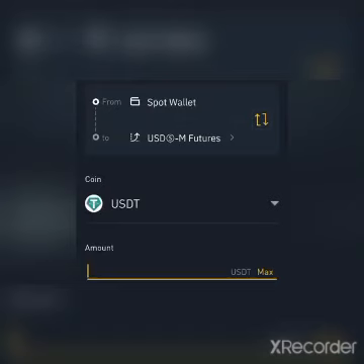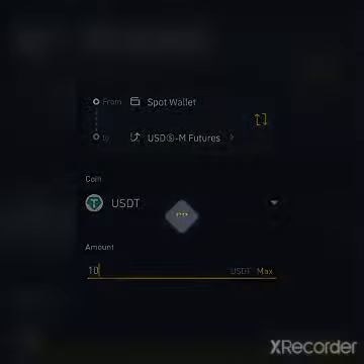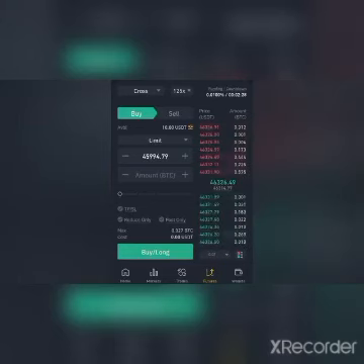What this shows right here is that you are about to transfer USDT from your spot wallet to your futures wallet. Now you would have to click on any amount. For example, in this video I am going to use $10. Now you click on transfer. As you can see right there, I have successfully transferred 10 USDT from my spot wallet.